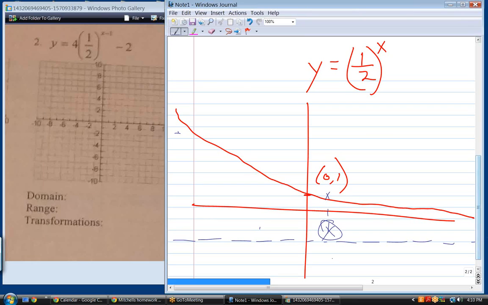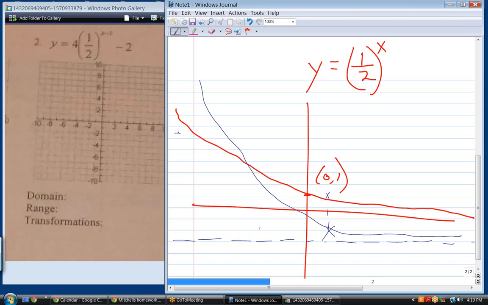And the new function is going to look a lot like our old function, only it's going to be a little steeper because of this 4. But it's got to go through this point. So I'm going to guess that it looks something like this, approaching the asymptote.